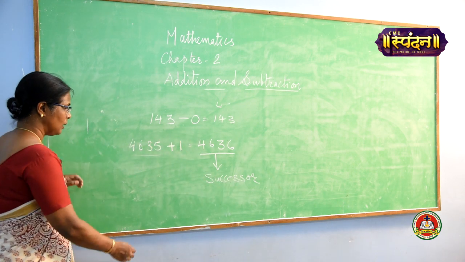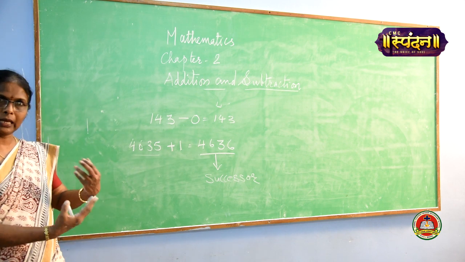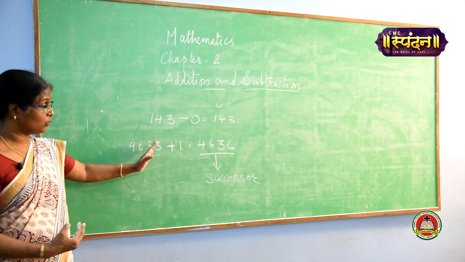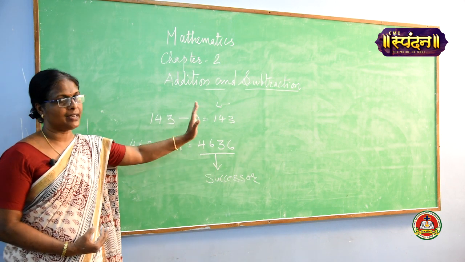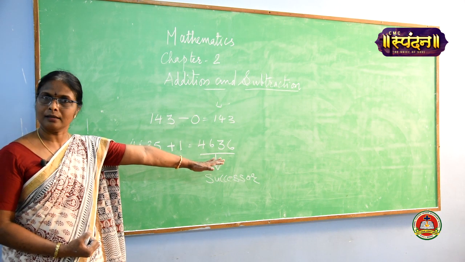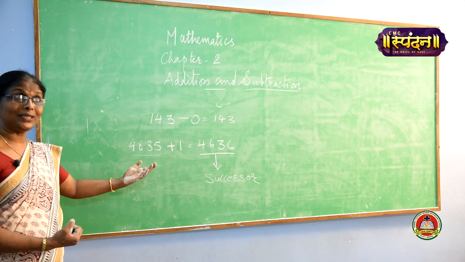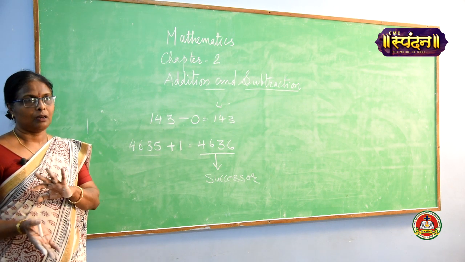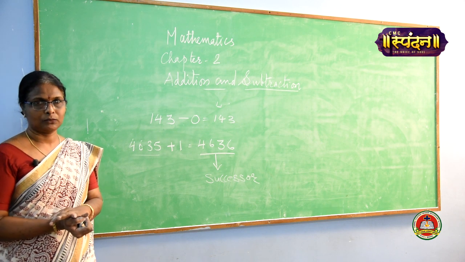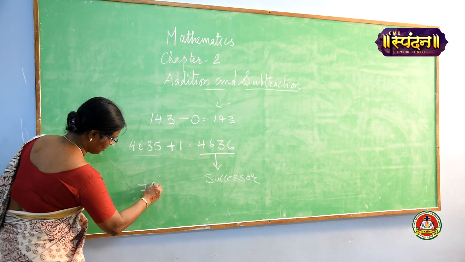Okay. Now the next property is, if you subtract 1 from any number. The previous one was, if you are adding 1 to a number, you get the next number, which is also called the successor. If you are subtracting 1 from a number, you get the previous number, and that number is called the predecessor of that number. Okay.